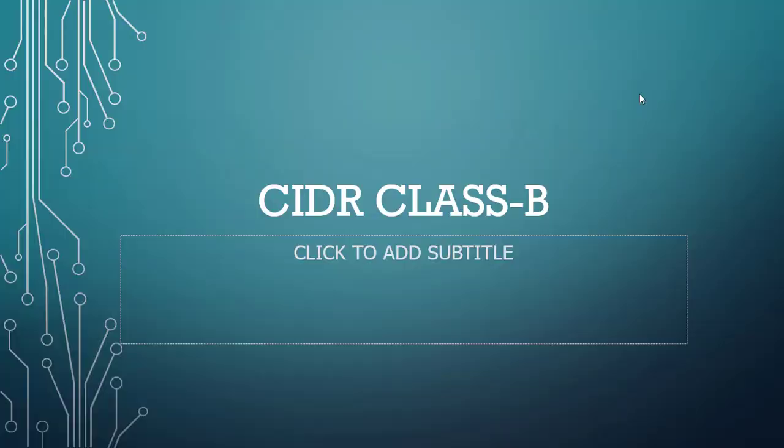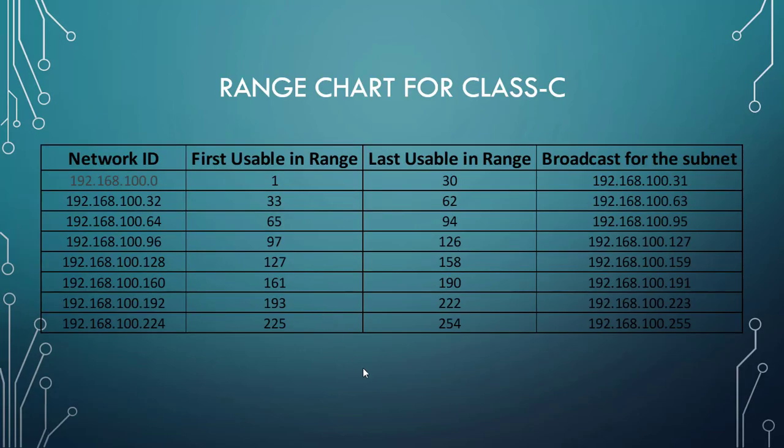Hello everybody, and let's talk about Class B subnetting. If you remember from the last video, in Class C, once we figure out the range, we start at 0 and then we work on the left side and we just fill out a range chart. So we start at 0, we add the range, we add the range, we add the range, and then we subtract 1 from this side.